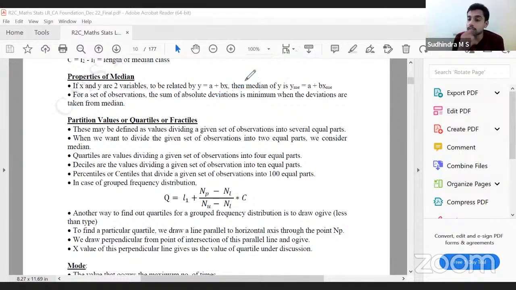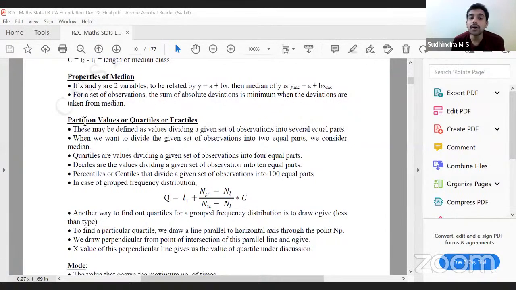However, in case of continuous distribution, our first step is to identify the class interval in which that partition value falls. How do we do that? Again, by calculating NP, using cumulative frequency, we first locate where that particular quartile, decile or percentile falls. Once we have that, we use the same formula that we used for median: L1 plus, instead of n by 2, we use NP here, because in case of median it was always n by 2. Here it can be different, since we have different quartiles, deciles and percentiles. So (NP minus NL) divided by (NU minus NL) into C. NL and NU concepts remain the same.